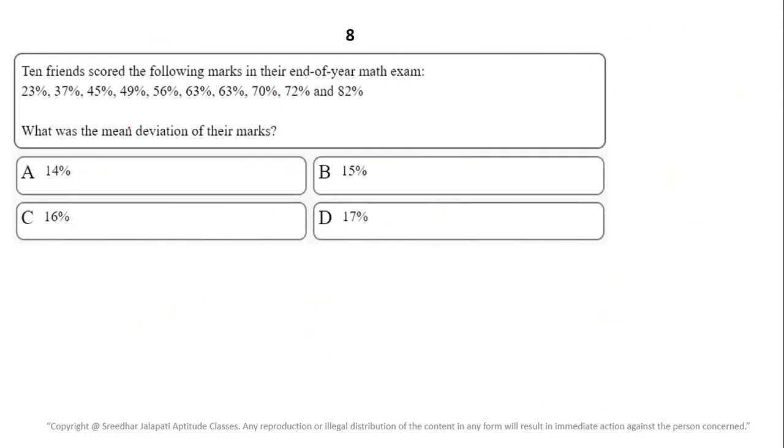Next, question number 8. 10 friends scored the following marks in their end of year maths exam. These are the percentage of marks of 10 friends in the end of year maths exam. You're asked to find the mean deviation of their class. First of all, you have to find the mean. After that, I'll tell you what is mean deviation.